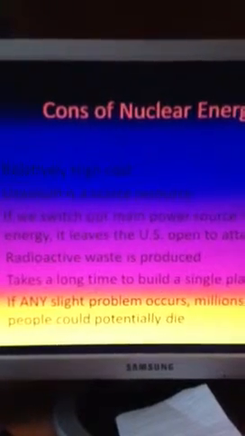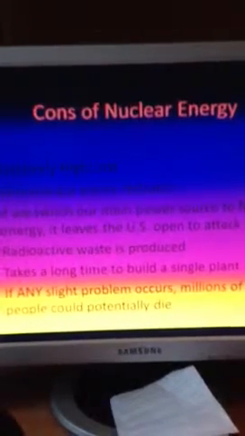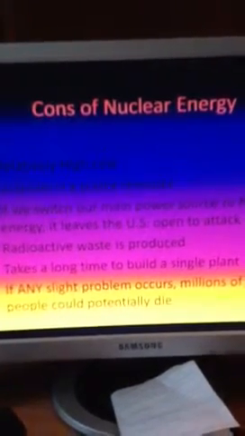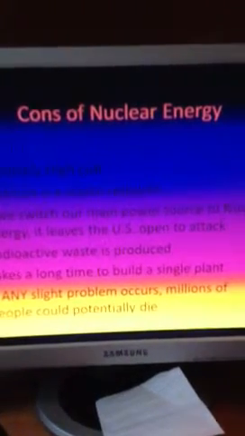Uranium is a scarce resource. If we switch our main power source to nuclear energy, it leaves the U.S. open to attack. Radioactive waste is produced. It takes a long time to build a single plant, and if any slight problem occurs, millions of people could potentially die.